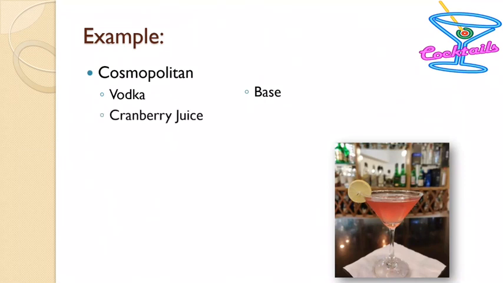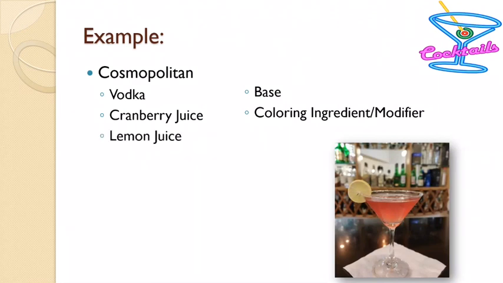Next ingredient is cranberry juice. This cranberry juice acts as the coloring ingredient plus a modifier, as cranberry juice also gives a little bit of modification to that drink. Next is the lemon juice. Lemon juice is a flavoring ingredient.